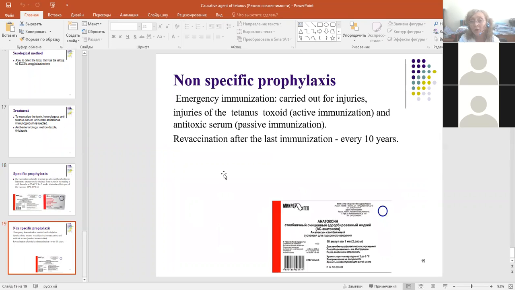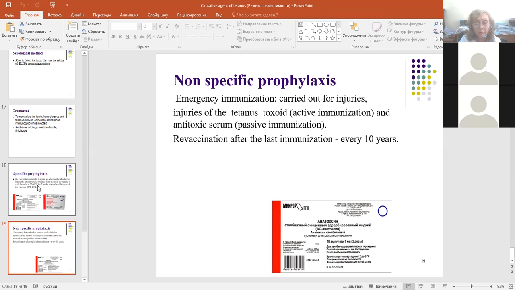Non-specific prevention is first medical aid. The surgeon should examine the patient, and if the wound is big and there are necrotic tissues, the surgeon should remove necrotic tissues to avoid anaerobic conditions for Clostridia multiplication. So this first medical aid is done for non-specific prophylaxis of all diseases caused by Clostridia.